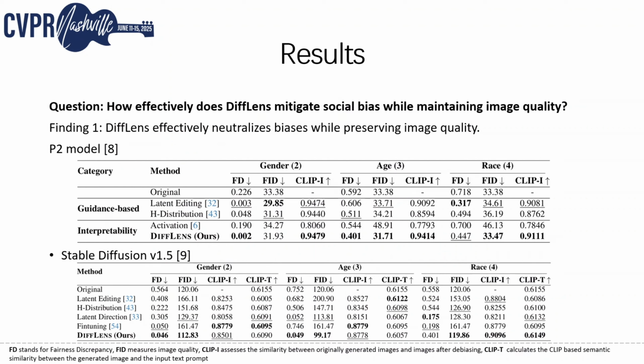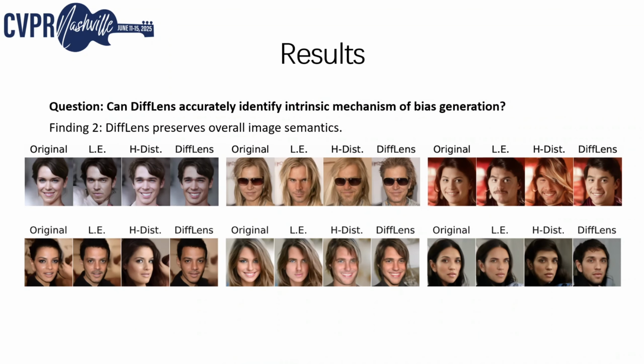The results are very promising. Looking at the tables for both P2 and Stable Diffusion, DiffLens consistently achieves good bias mitigation, that's low FD scores, while crucially maintaining high image quality and semantic integrity, which is shown by good FID scores and high CLIP-I scores. The key advantage of DiffLens is its precision.